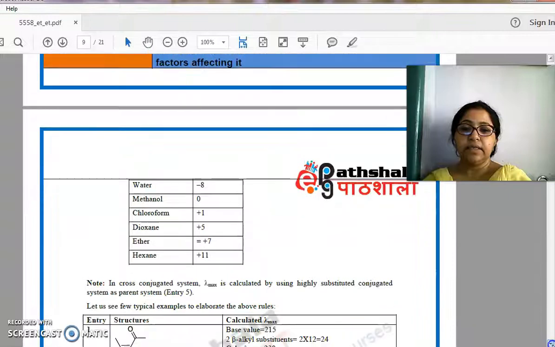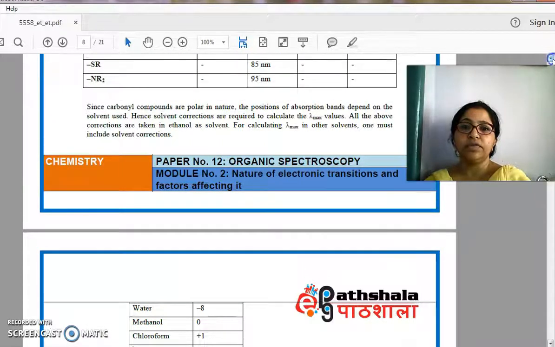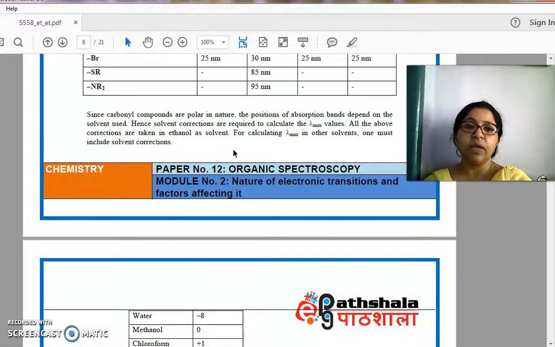Okay, now let us see what is there here. The solvent, I told you, also has a bigger role. Solvent will interact with the lone pairs and accordingly there can be a blue shift or a red shift. Since carbonyl compounds are polar in nature, the position of the absorption bands depends on the solvent used. Hence, solvent corrections are required to calculate lambda max. So you have to know the solvent. All the above corrections are taken in ethanol. So whatever base values you have been supplied in this table are in ethanol. But if the solvent changes, one must include a solvent correction to calculate lambda max in other solvents.